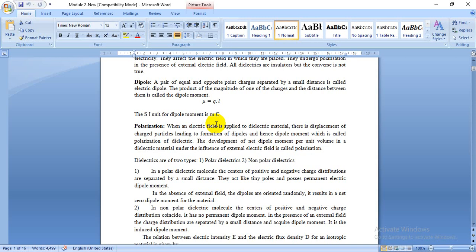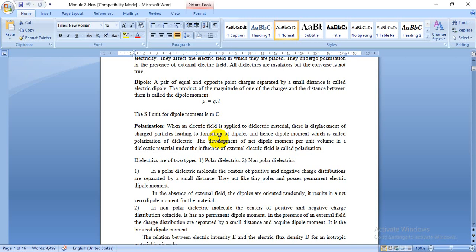So dielectric material, when we apply the external field to the dielectric materials, the charged particles start to move, and it forms the dipole, and hence dipole moment is produced. So this process is called polarization. Okay, so now I think you have an idea about polarization. Now we come to the types of dielectrics.